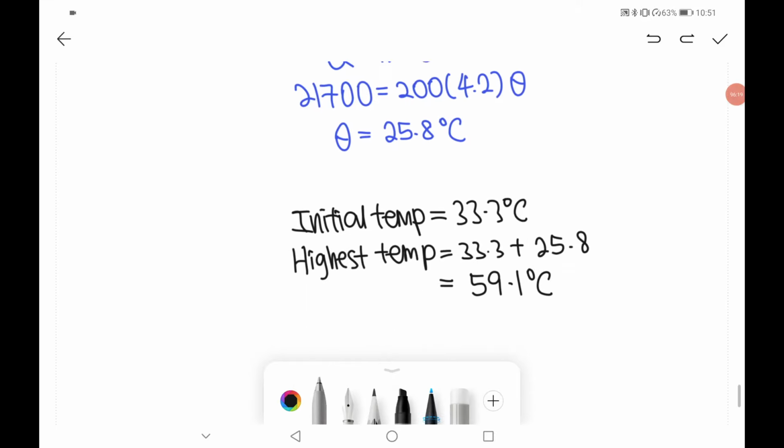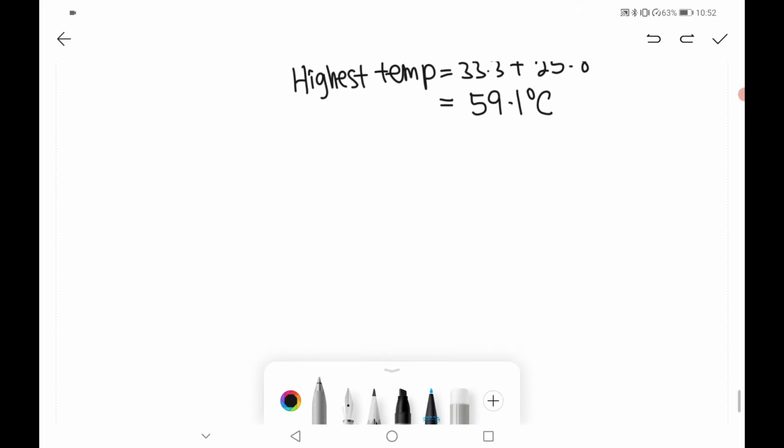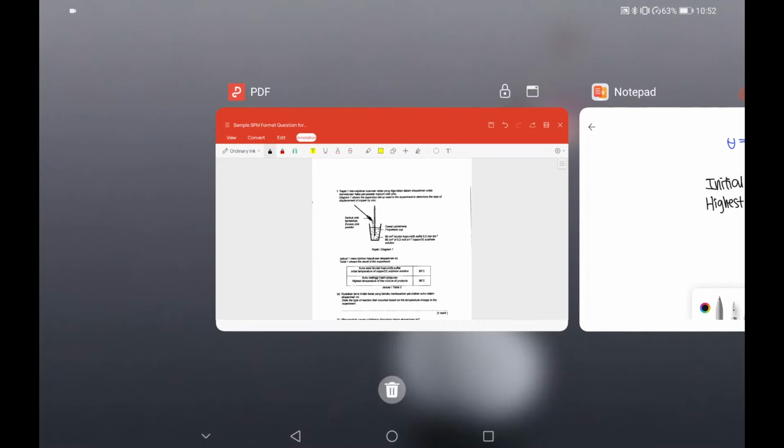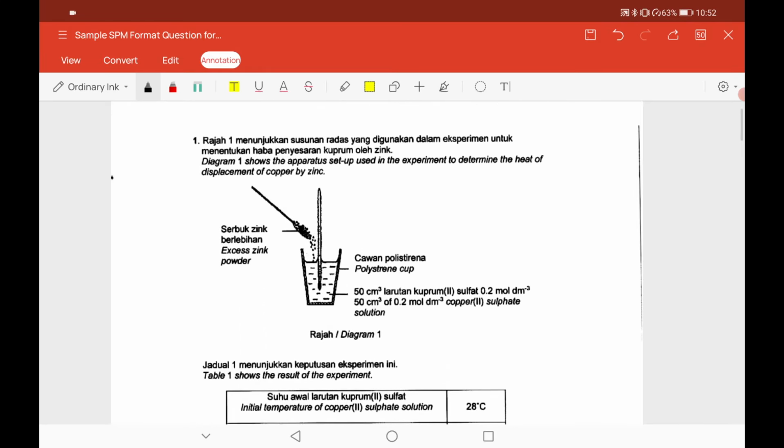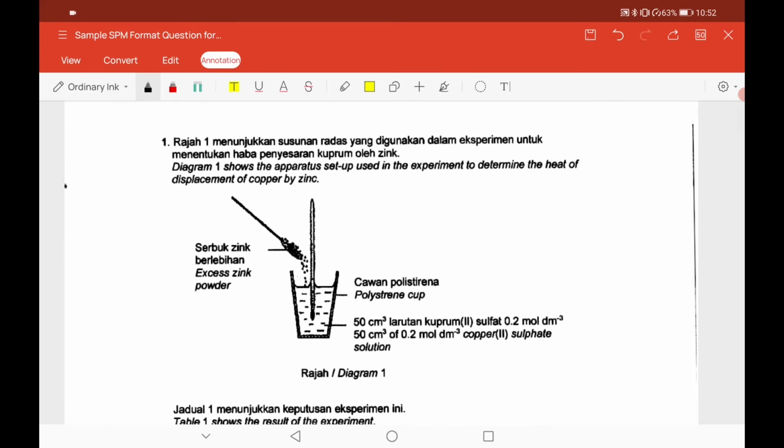So now I will show you a past year question. I'll show you some examples of the real SPM past year questions. This is how they ask the question for heat of displacement in the real exam. It combines everything that we learned so far, everything we learned in lesson number 1 and lesson number 2. So let us try to do it together. I want you to see the way they ask the question, the format they ask the question.